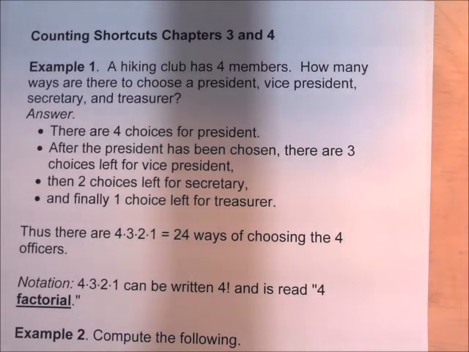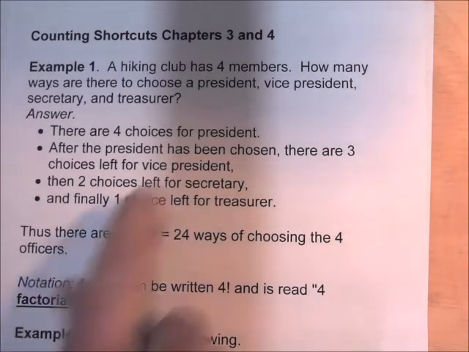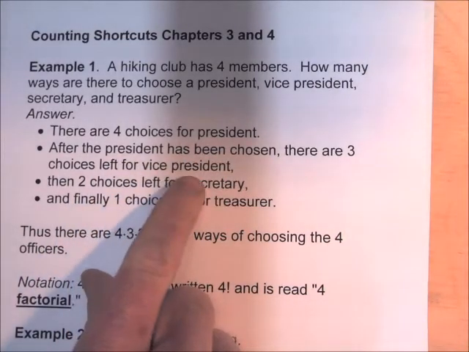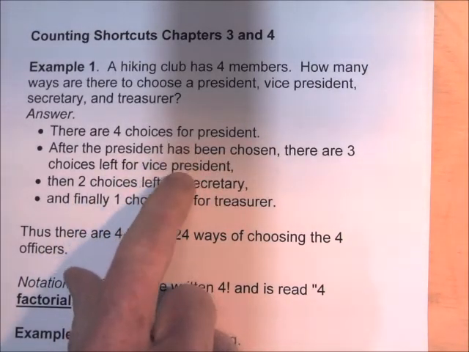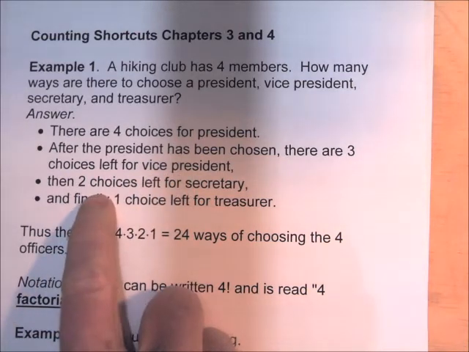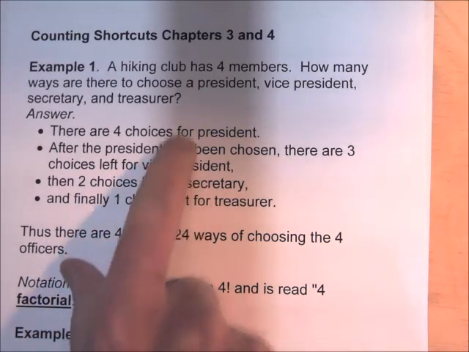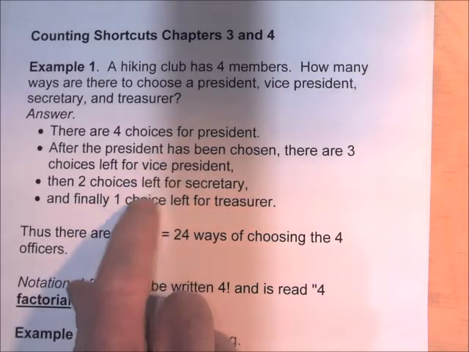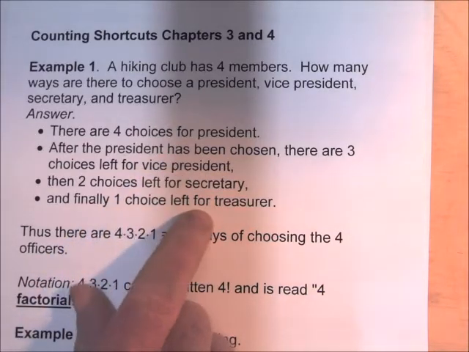Example 1. A hiking club has 4 members. How many ways are there to choose a president, vice president, secretary, and treasurer? Answer: there are 4 choices for president. Once the president has been chosen, there are 3 choices left for vice president. After the president and vice president have been chosen, there are 2 choices left for secretary. After the president, vice president, and secretary have been chosen, there's 1 choice left for treasurer.